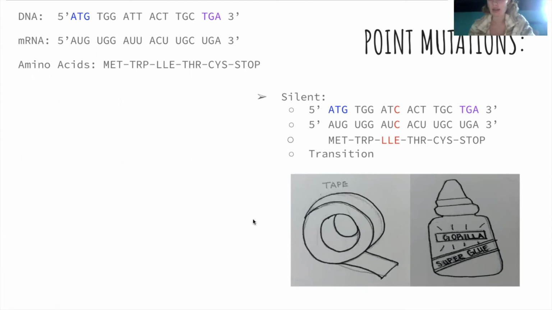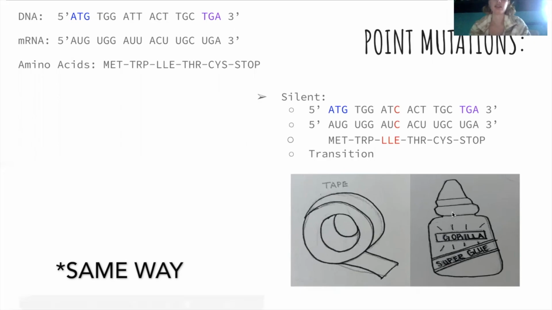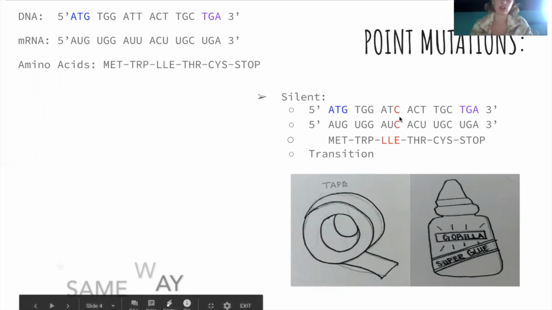The way I like to think about it is using the analogy with tape and superglue. Even though they're different items, they still will get the job done in the same way. And so even though you change the C or the T, it's still going to code for isoleucine.